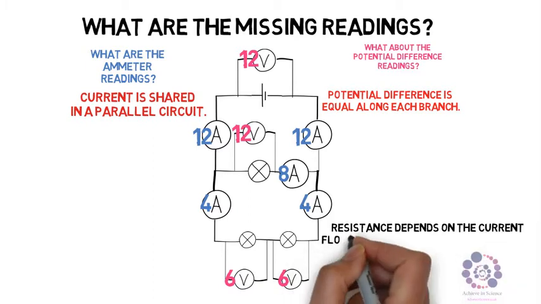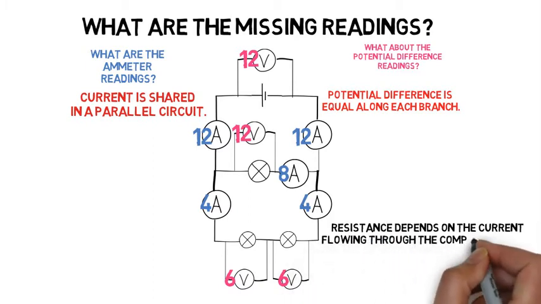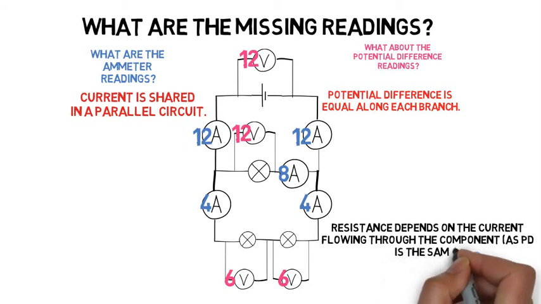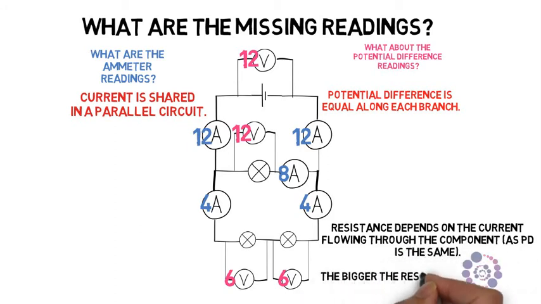Now resistance depends upon the current flowing through the component, as the potential difference is the same. The bigger the resistance, the smaller the current.